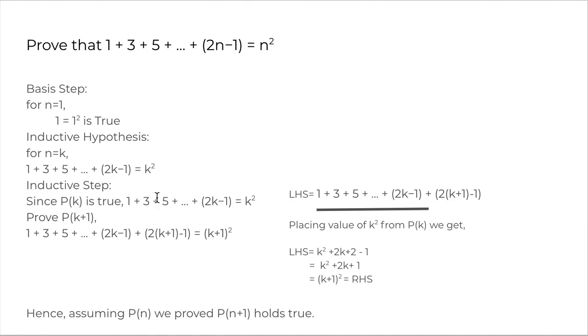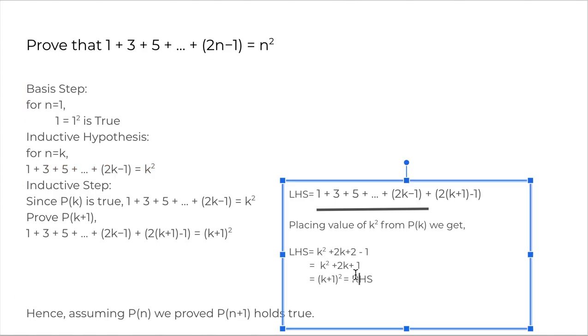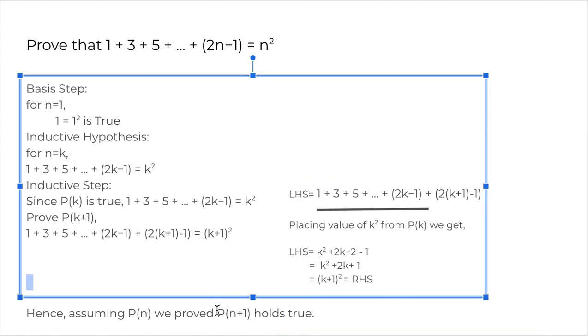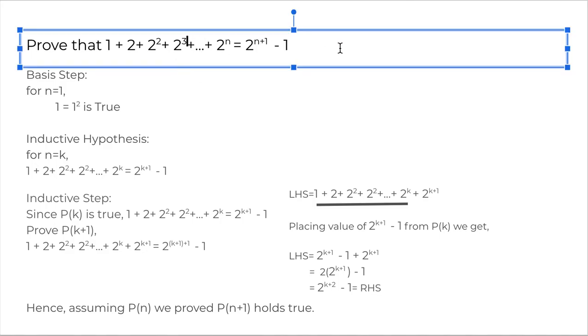So we assumed right here that P of k held true, and we proved right here that the LHS, that is the summation of the first k plus 1 odd natural numbers, is equal to k plus 1 the whole square, right? So we assumed P of n, and we proved that P of n plus 1 held true. One more question. The question is, we're adding the first n powers of 2, so 1 plus 2 plus 2 square plus 2 cube, and so on, that is 2 raised to 0 plus 2 plus 2 square plus 2 raised to 3, and so on.